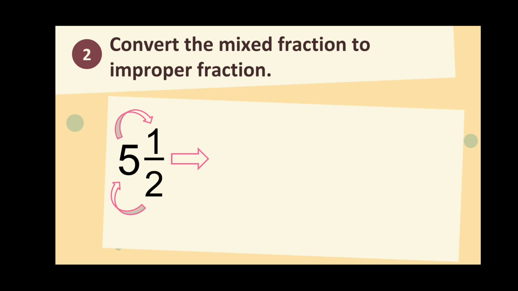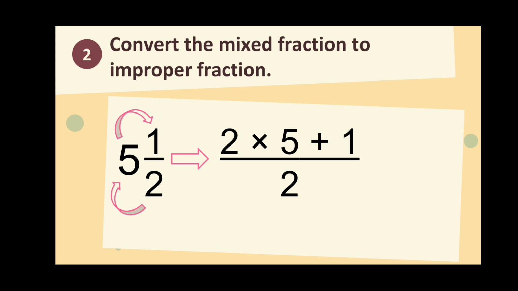So, paano yon? So, it's 2, which is the denominator, times 5, which is the whole number, plus 1, which is the numerator. And then, just copy the denominator. So now let's solve. We have 2 times 5 plus 1 equals, okay, so it's 11. Very good. And then for the denominator, ika-copy lang natin yung denominator dito, which is 2. So therefore, the improper fraction form for 5 and 1/2 is 11 over 2.